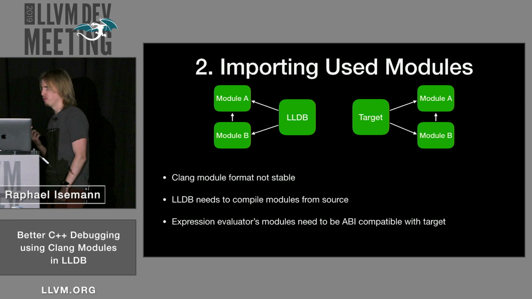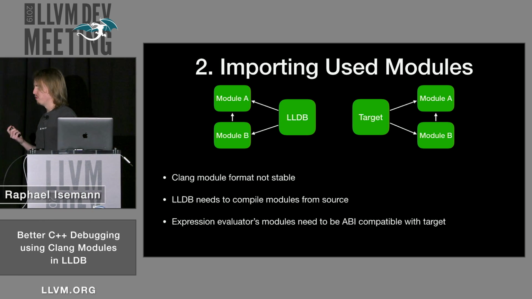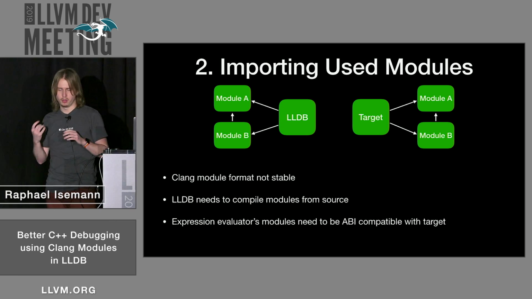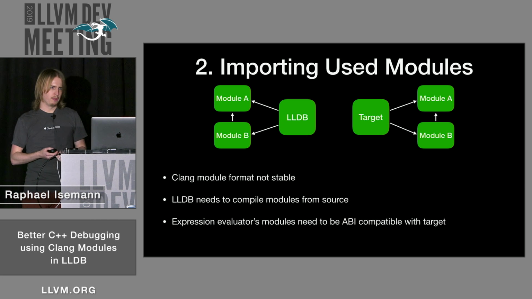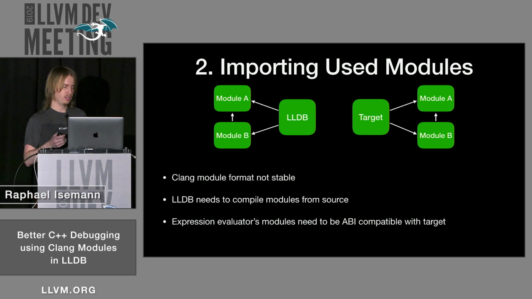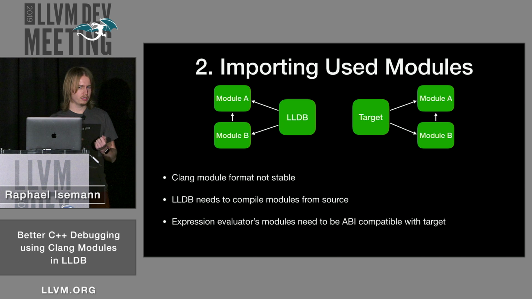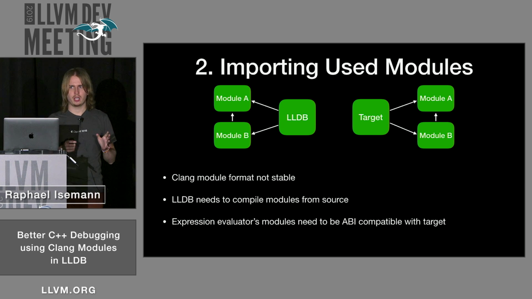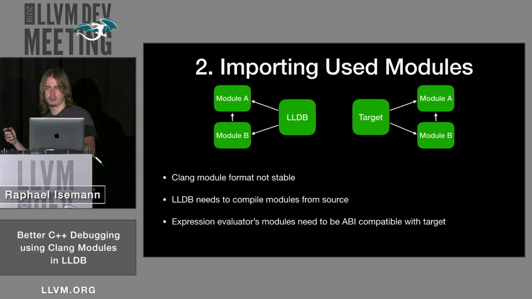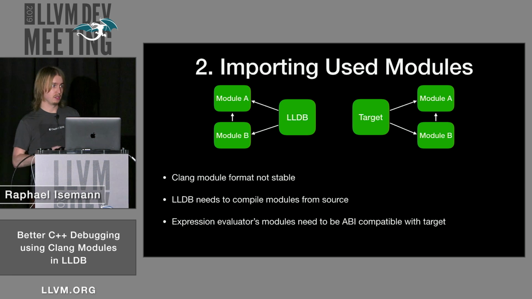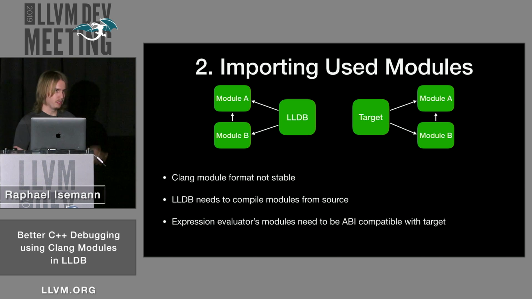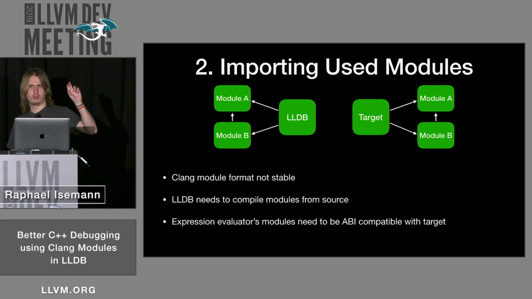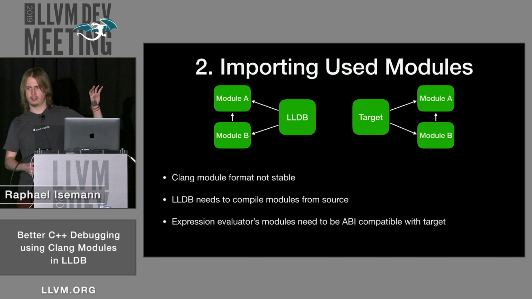Building our own set of modules fixes the problem of working around the fact that the Clang module format is not stable. But it brings up another problem, which is if we build our own set of modules, the type information in them needs to be ABI compatible with the target. So for example, you have a struct in your header, and you compile your program, and one of the members in your struct is under an #ifdef with some define.